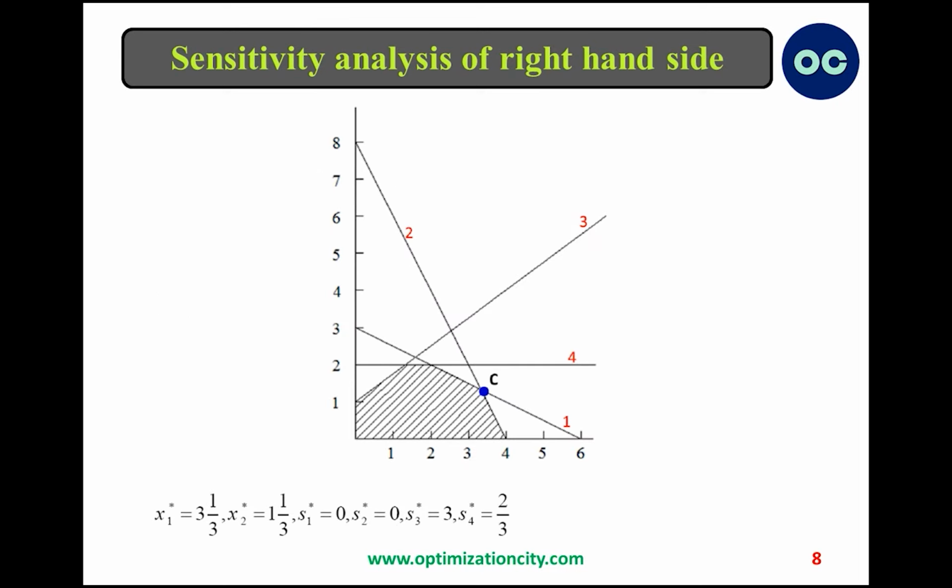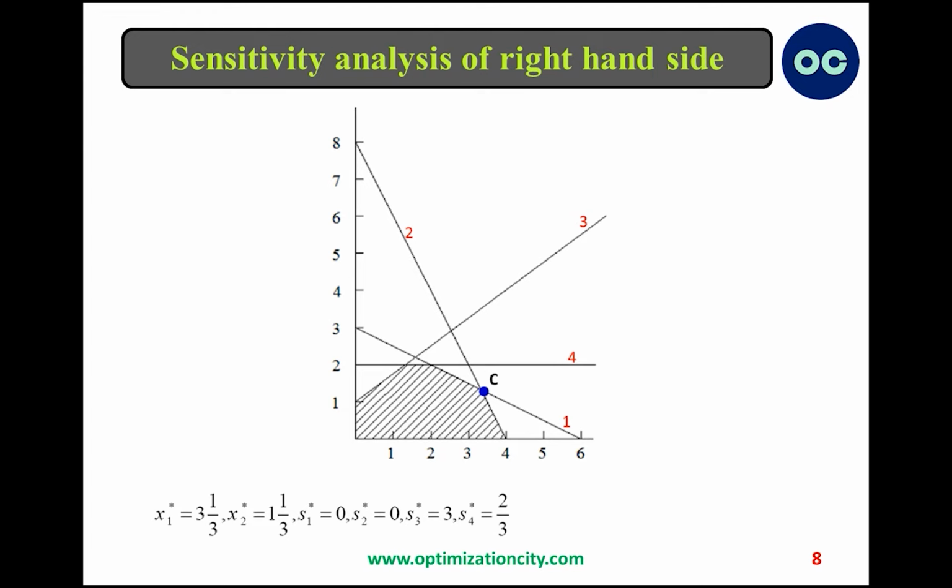The optimal solution of the problem is determined by point C, which is here. This is point C. We have x1, x2, and 4 slack variables. In the optimal solution, we observe that resources 1 and 2 are fully utilized, while the levels of resources 3 and 4 are 3 and 2 respectively. This example shows us the following question.